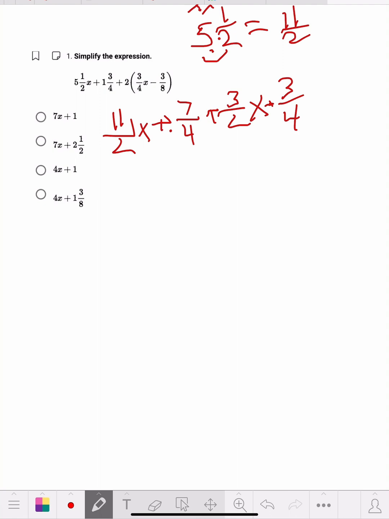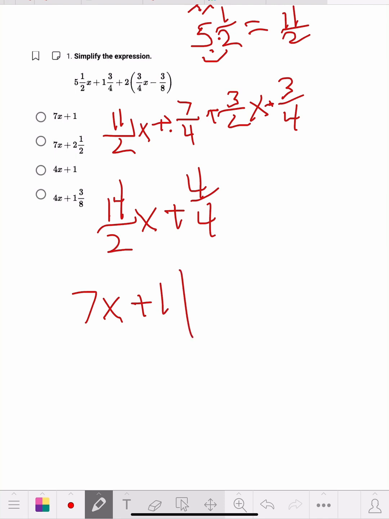let's combine like terms. We've got 11 halves x plus 3 halves x, which is going to be 14 halves x. Now, it's a positive 7/4, and it's a negative 3/4. So what would that be? It'd be 4/4. It's going to be positive, because that's bigger. Quick math tells you 2 goes into 14 7 times. 7, the x gets carried down. 4/4 is 1, so it's going to be a plus 1. And that's it. We got it all the way down.